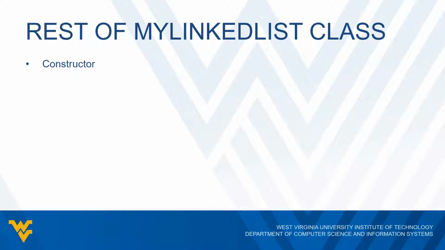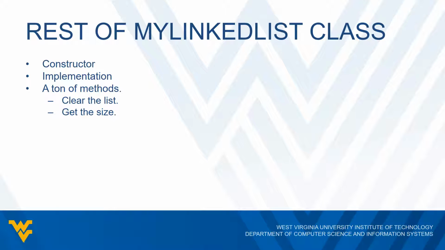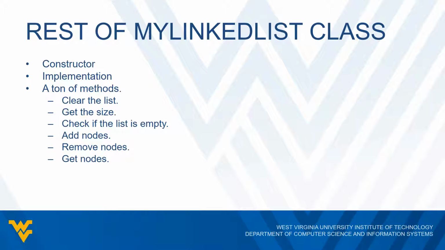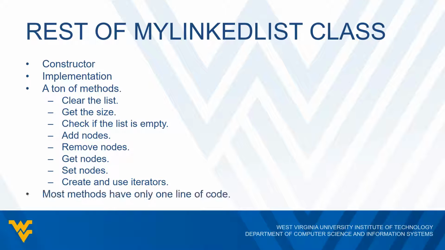As we saw in the code, the rest of the myLinkedList class just contains the rest of the code. It contains the constructor, it contains the full implementation, it contains a host of different methods. So this includes things like clearing the list, getting the size of the list, checking if the list is empty, adding nodes, removing nodes, getting the values of nodes, setting the values of nodes, and creating and using iterators. And most of these methods only have one line of code.